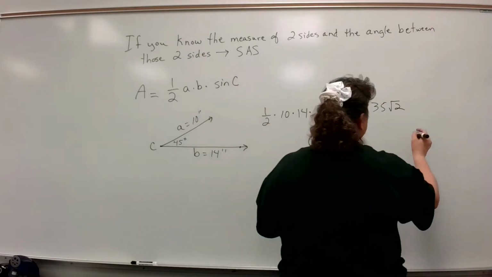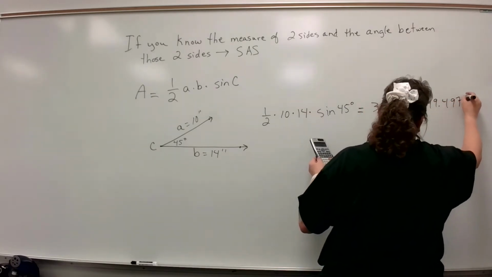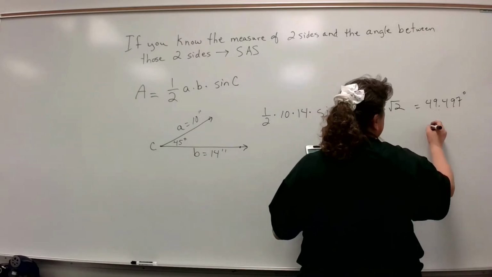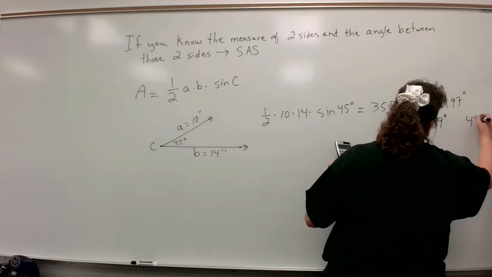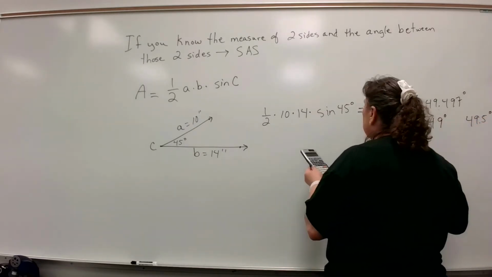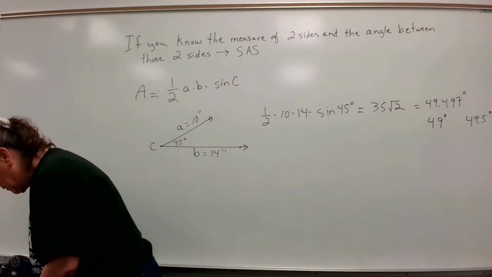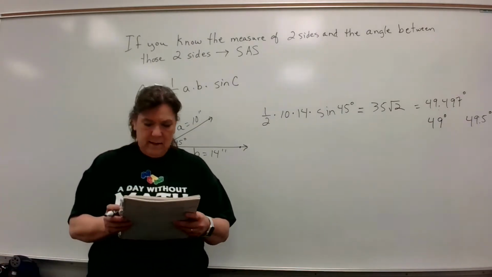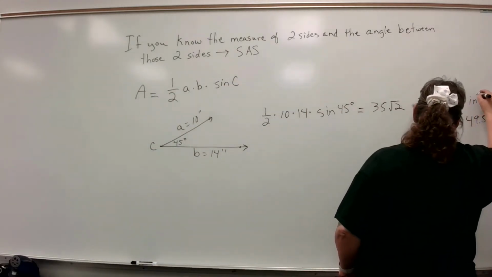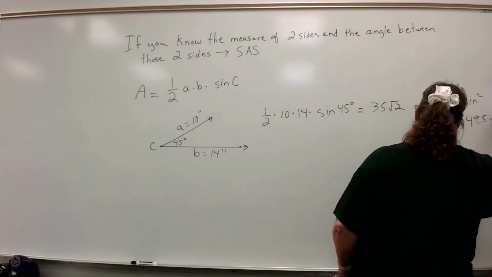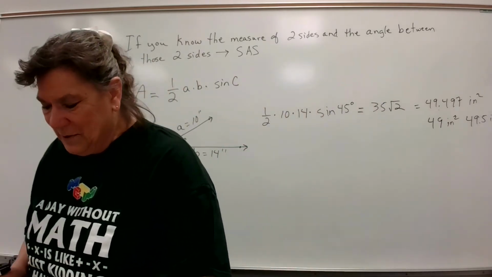The approximation would be 49.497. If you're rounding to the nearest whole number, it would be 49. If it's the nearest tenth, it would be 49.5. So it just depends upon what the rounding is they ask for. Okay? Oh, that's not degrees. That's inches squared. Remember, we're getting the area of this triangle. I've got degrees on my mind.